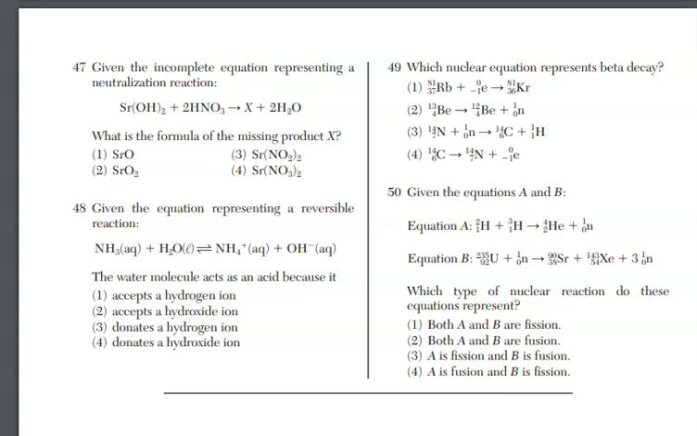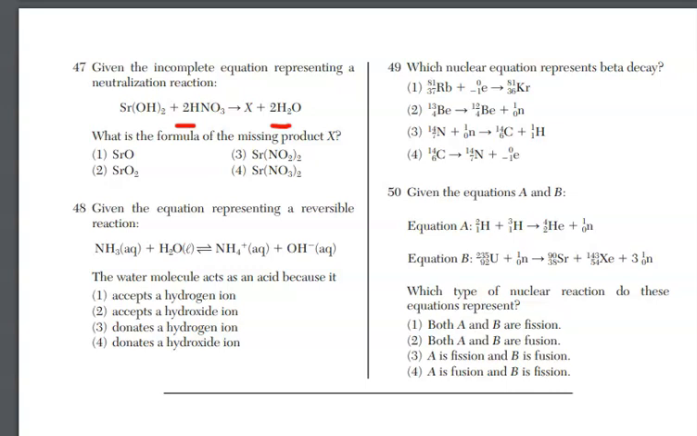For 47, given the incomplete equation representing a neutralization reaction, what is the formula of the missing product? You can always go ahead and just list everything, right? We know it's a balanced equation because we do have the coefficients of 2 in front on both sides.